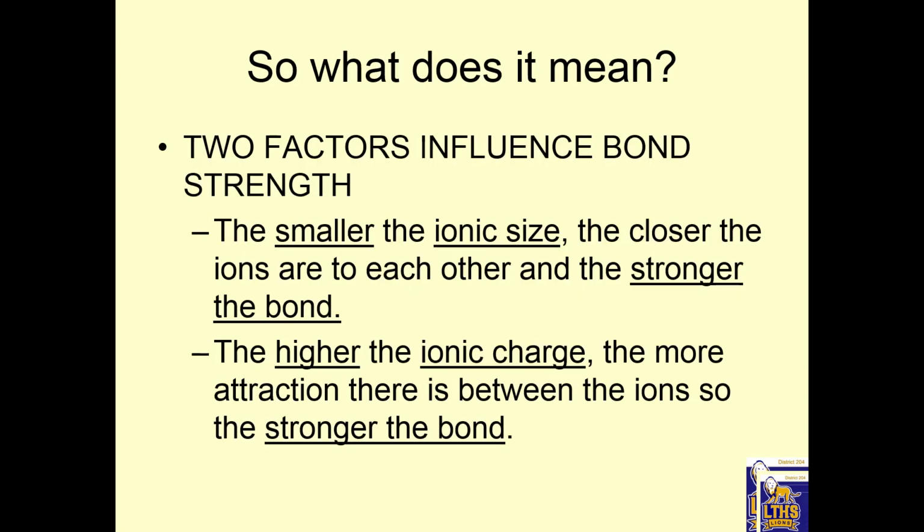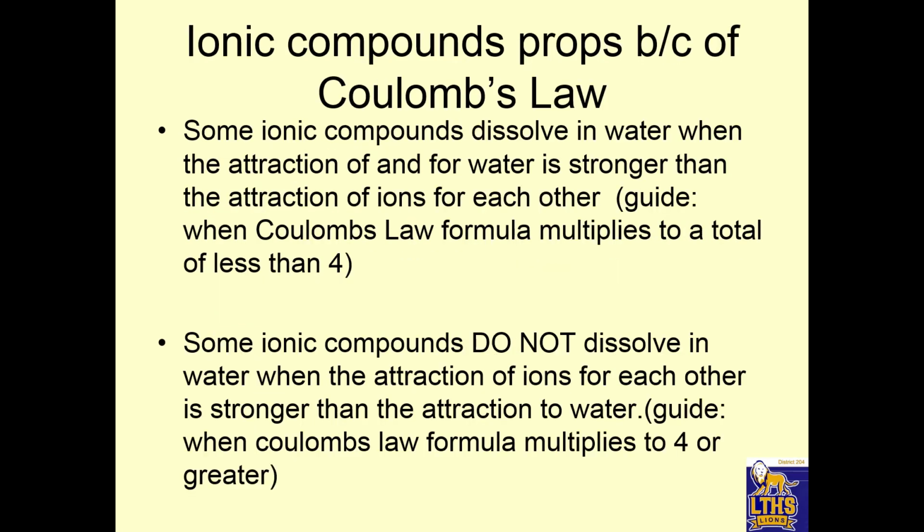To talk about bond strength, we're going to use two factors. The smaller the ionic size, so smaller ions, the closer they are to each other and the stronger the bond. The higher the charge of an ion, the more attraction there is between the ions, so the stronger the bond. So two factors influence bond strength. And that's what Coulomb's law says.